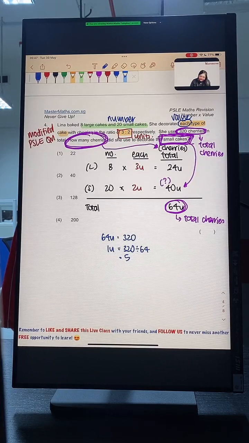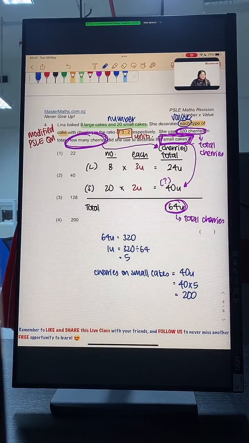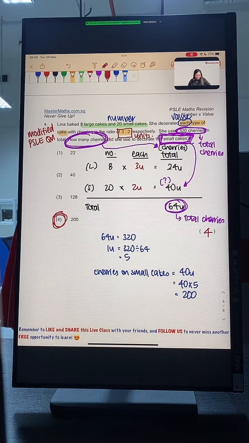So 40 units, cherries on small cake, would be 40 units, which is 40 times 5 to give us 200. So the answer is option number 4. If you use a longer method, that's perfectly fine as well. Yes, wow, more of you are saying yay because you understand. Well done. Good for you.